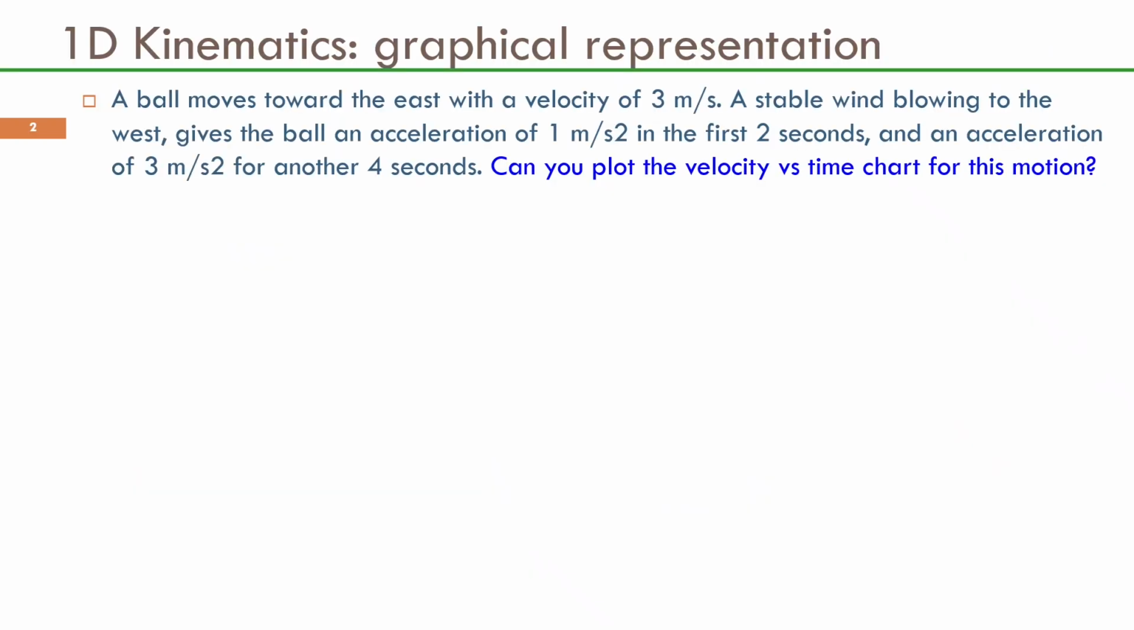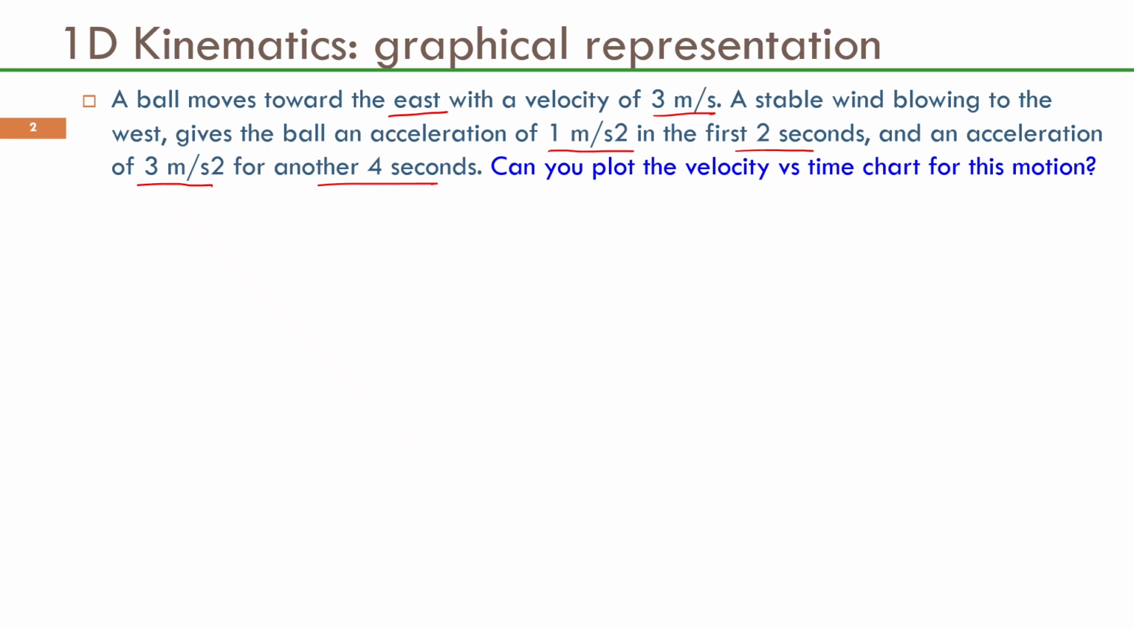We have solved this question mathematically in a previous video, but today we're gonna look at the graphical representation of this motion. So the question says a ball moved towards the east with a velocity of 3 meters per second. A stable wind blowing to the west gives the ball an acceleration of 1 meter per second square in the first 2 seconds and an acceleration of 3 meters per second square for another 4 seconds. And the first part of the question asks us to plot the velocity versus the time chart for this motion.